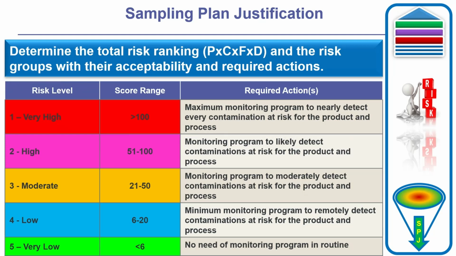You have the table with the different risk levels. Here you have the 6 here in this example, from very high to very low, and the respective score range by the multiplication approach. And you define for each risk level the required minimum action to be performed.